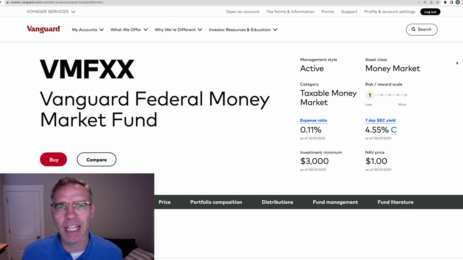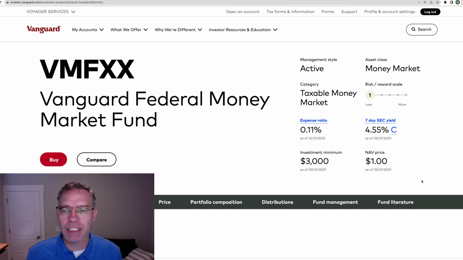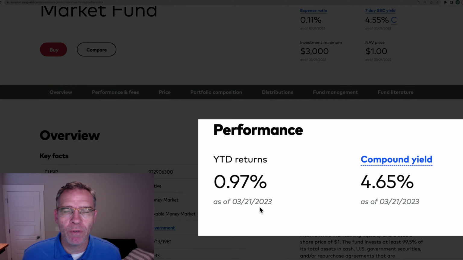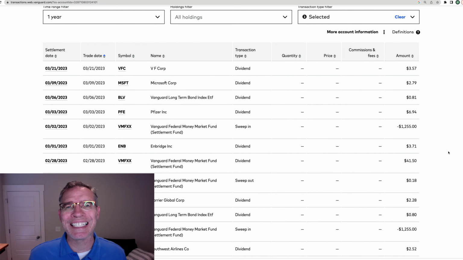Before we move on to how this actually works in the real world, let's just get some other information about this account. You'll notice that it does have an expense ratio at 0.11%. That is very low as expense ratios go. You'll notice that it has a 7-day SEC yield of 4.55%. If we go further down to performance data here, the year-to-date return so far as of March 21st, 2023 is almost 1%. That is a compound yield of 4.65%. Let's just get a real-world example of how this is working. I've pulled up my brokerage account at Vanguard, and I've sorted already on 1 year.